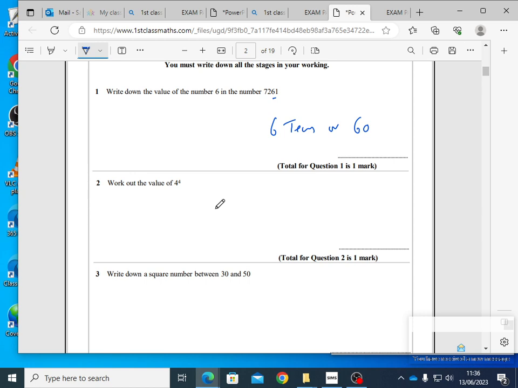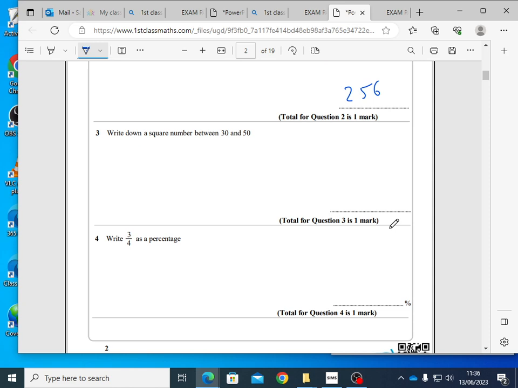4 to the power of 4 is 256. Square numbers between that, you could use 6 squared is 36. So that's the number, 36, or you could use 7 squared, which is 49. So any of those, 36 or 49, will do.